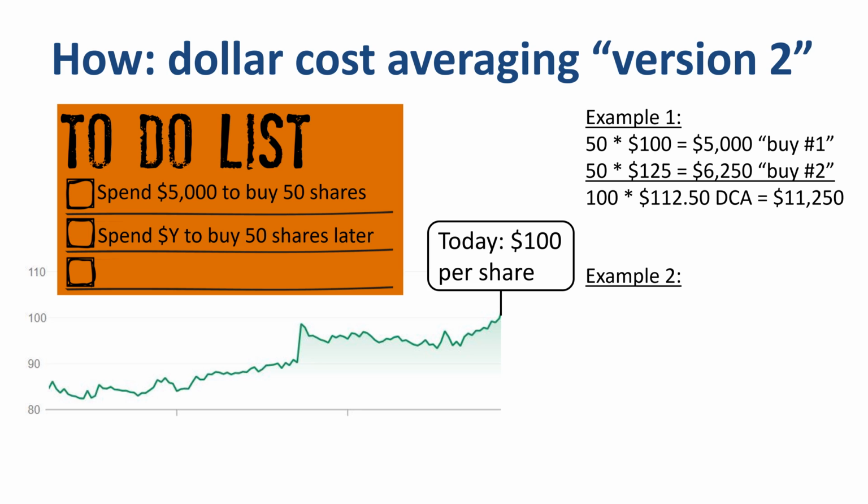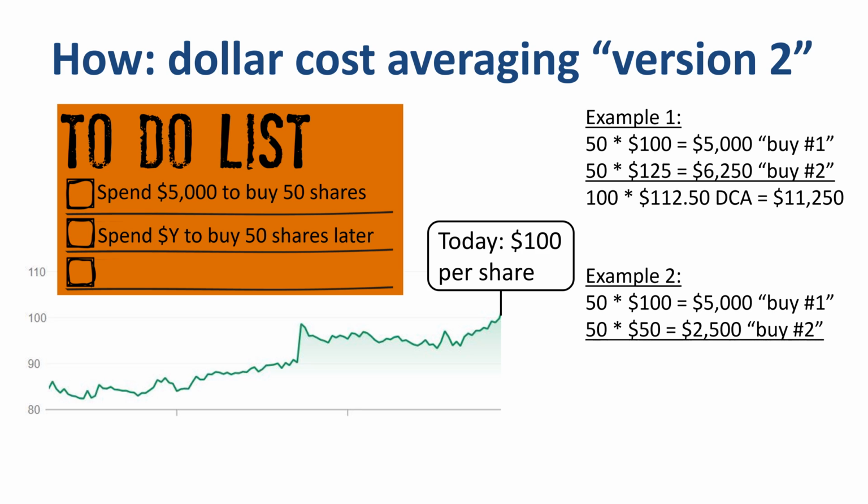Second scenario, buy 50 shares at $100 per share today for a total of $5,000. Then in the second purchase, when it turns out the share price has decreased to $50 per share, buy another 50 shares for a total of $2,500. You now hold 100 shares at a dollar cost average of $75 per share, for a total of $7,500. The amount spent in the second purchase is smaller than in the first one.